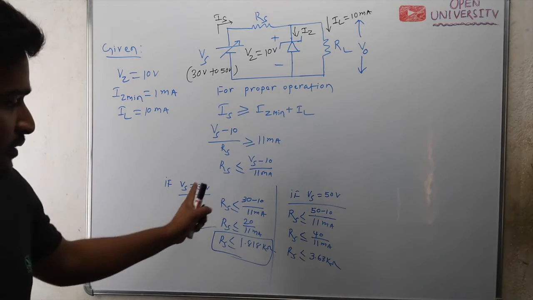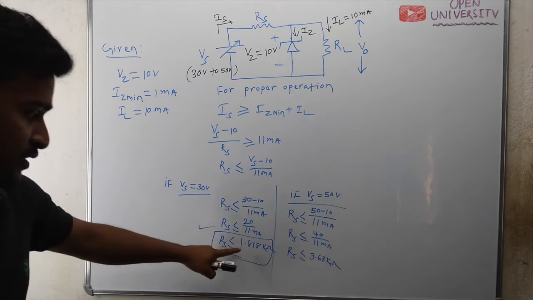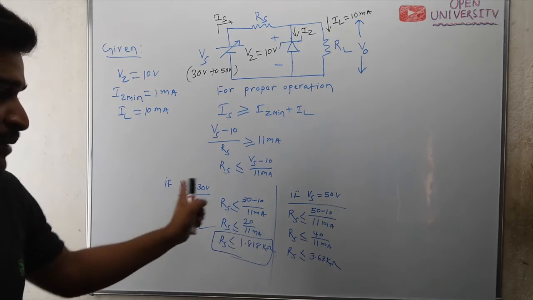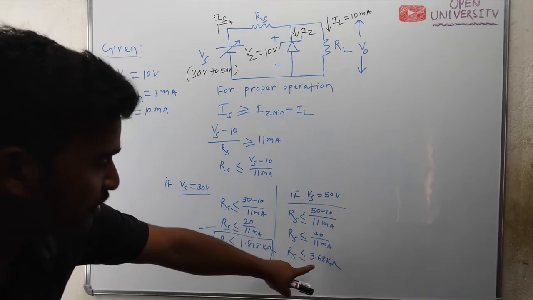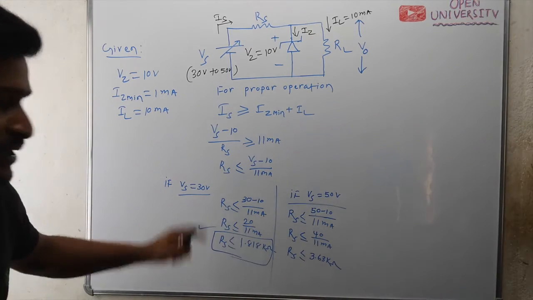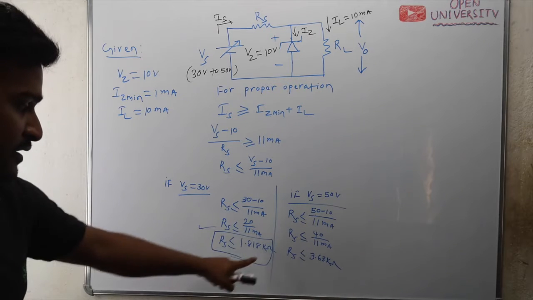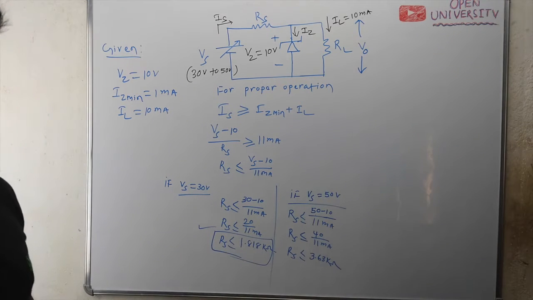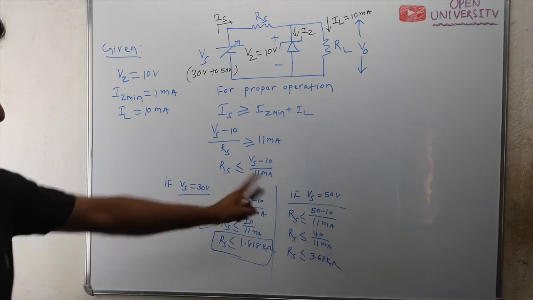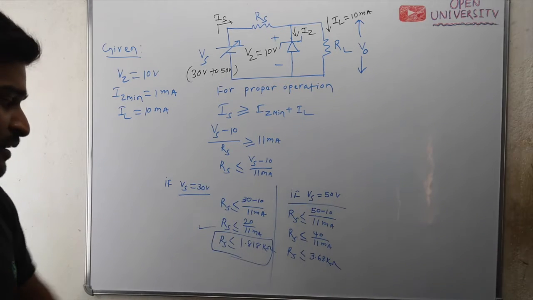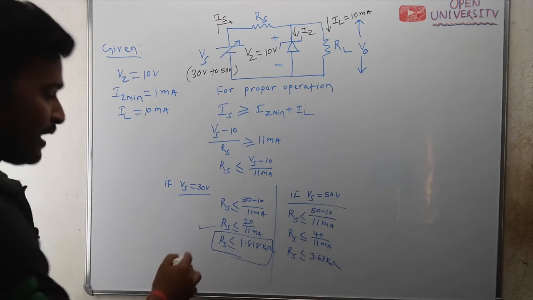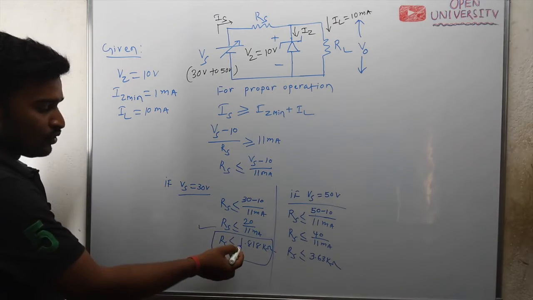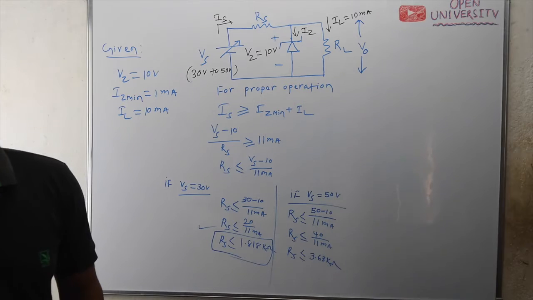If I consider this voltage or this voltage, this condition of RS will be verified for both the voltages. But if I consider this value, then it will not be verified for this voltage, because it is saying that RS should be less than 1.8 kilo ohm. So for both the values of Vs, this condition will be verified, but not this condition. So this is the value of RS. So your RS should be less than or equal to 1.818 kilo ohm.